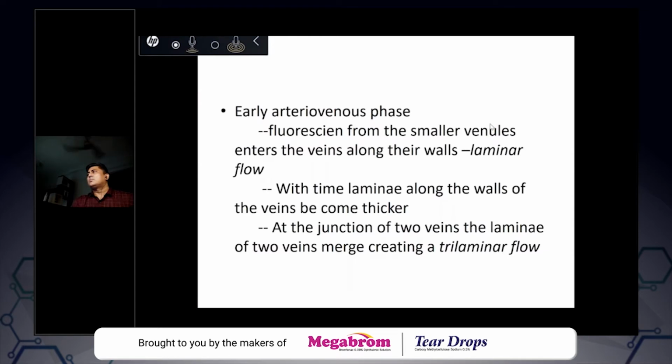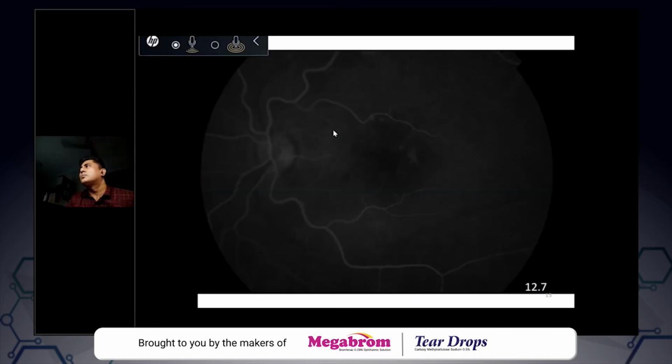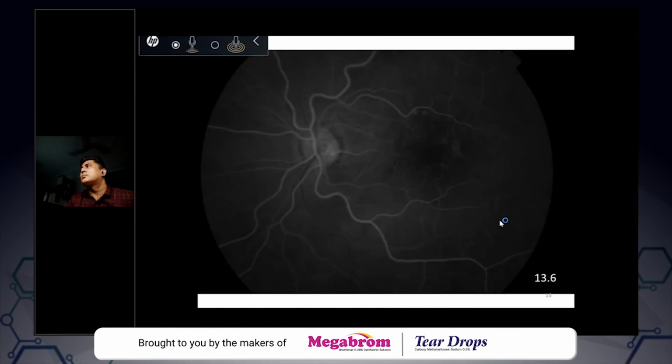Now from there, the dye enters the venous system. The fluorescein from the smaller venules enters the veins along their walls, because the velocity of the blood is higher in the center, so the dye is pushed towards the periphery initially. So you see the laminar flow. You see now the dye start coming in the vein along its edges, and then comes towards the disc.